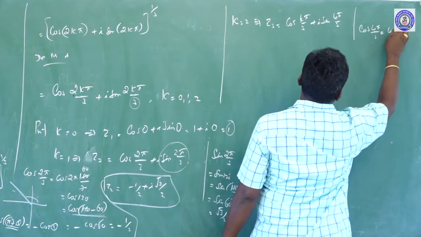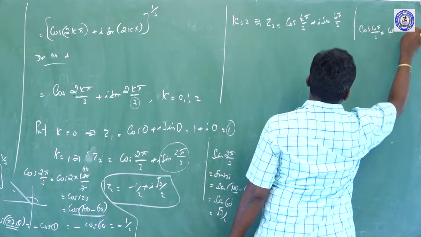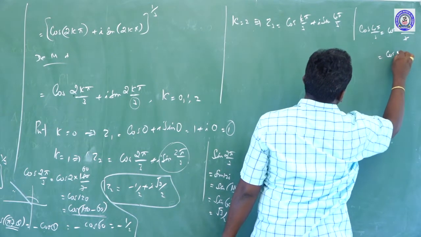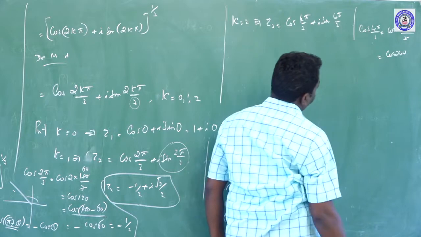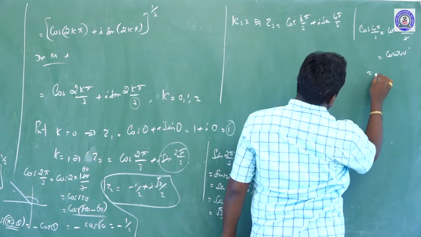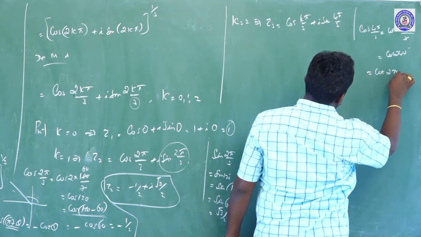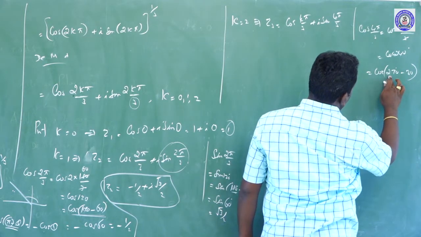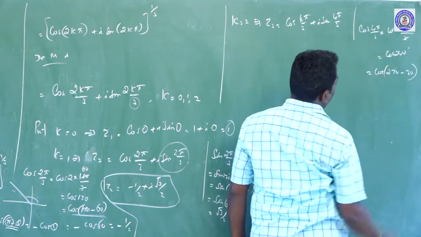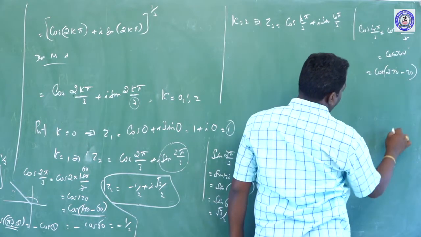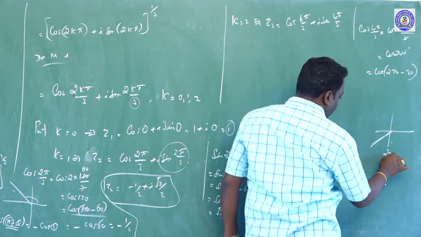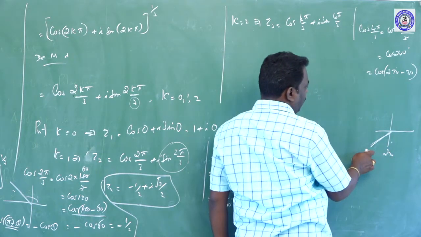That is equal to cos of 4 into 180 by 3, cancel, it is 60, that is equal to cos 240 degree. That is equal to cos of 270 degree minus 30 degree. We can write 240 as 270 minus 30. Which quadrant does this lie in? It lies in the third quadrant.